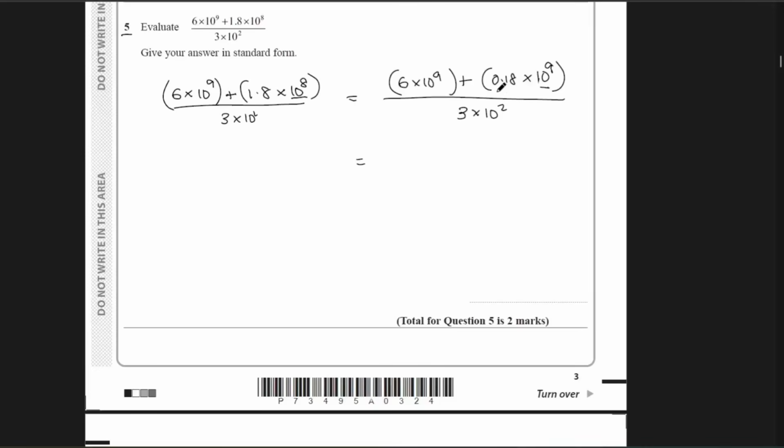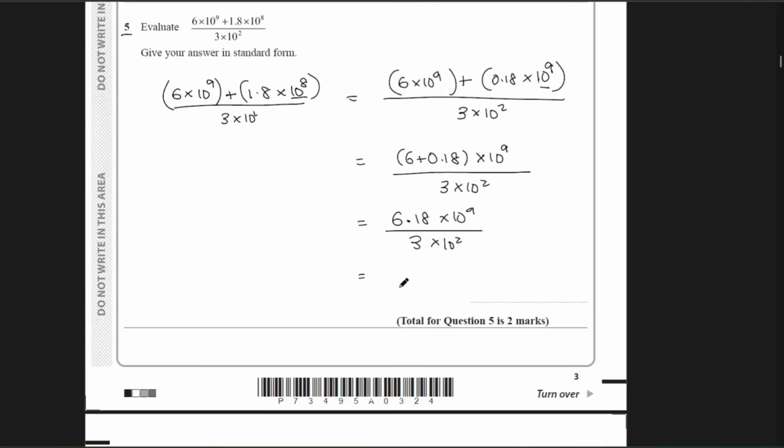Now, in the numerator, both the brackets have the same power. So I can factor out the power, 10 to the power 9, and I can add the numbers. That becomes (6 plus 0.18) times 10 to the power 9 divided by 3 times 10 to the power 2. This is 6.18 times 10 to the power 9 divided by 3 times 10 to the power 2.